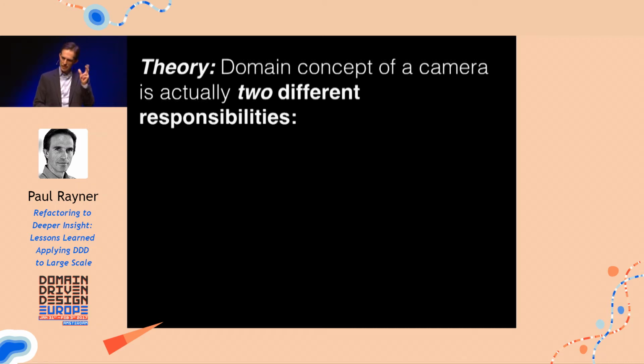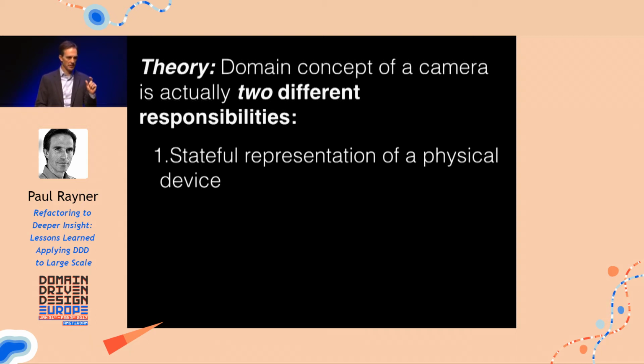So what we had was this theory that we wanted to prove, that the concept of a camera is actually two distinct responsibilities. The first one, and this is probably how you mostly think about the concept of a camera, is it's a stateful representation of a physical device. It's what is the state of the camera right now? What is the camera actually doing?